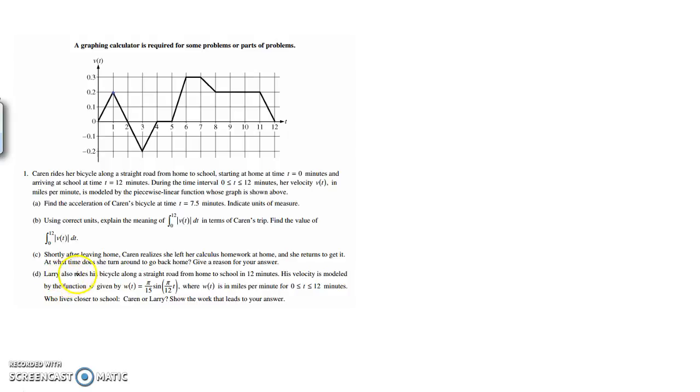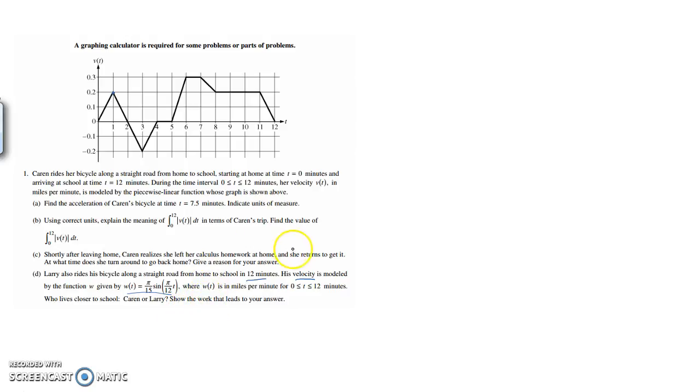Last but not least, Larry also rides his bike along a straight road from school in 12 minutes. His velocity is modeled by this function. That's his velocity. We want to know, everything's in the same kind of units, who lives closer to school, Karen or Larry? Show the work.